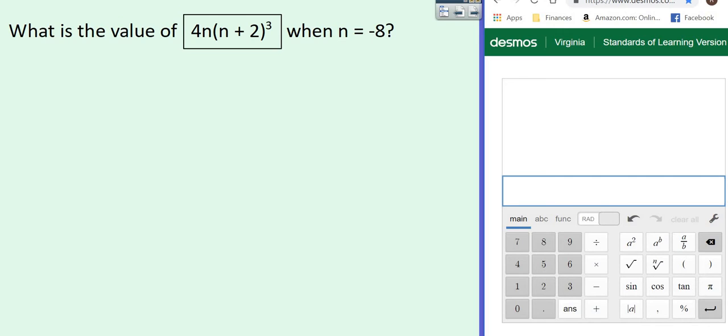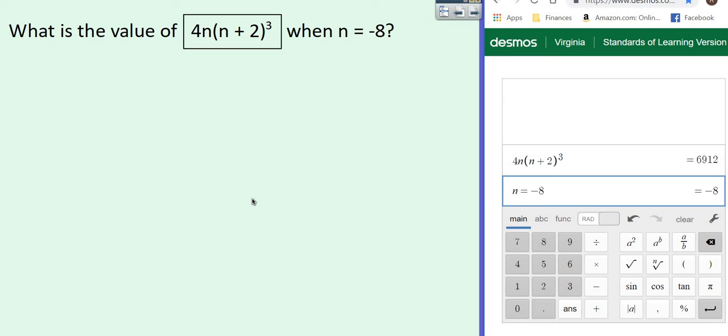So when I see that, I'm going to go ahead and type in the expression exactly as I see it. So that's 4n, open parentheses, n plus 2, close parentheses, and I'm going to raise that to the third power. Okay, then I'm going to go to my next line. The thing you really need to learn is how to use your keyboard to type all this in, because it's a lot faster than trying to click on your screen. So I'm going to check it one more time. I've got 4n, parentheses, n plus 2, close parentheses, raised to the third power, and n equals -8.